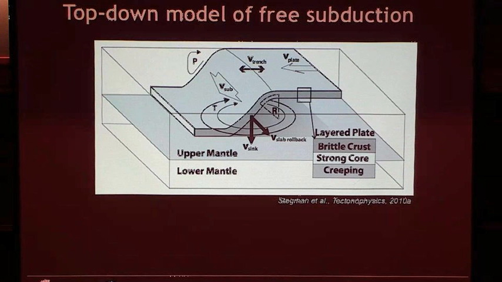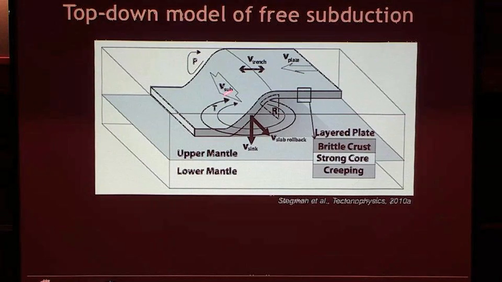It doesn't have any phase change or something, but it would be part of that barrier to flow, whether it's a viscosity increase or phase change. And so here's that toroidal motion around the slab edge, the sinking velocity of the plate, the rollback velocity, and then the total subduction zone.